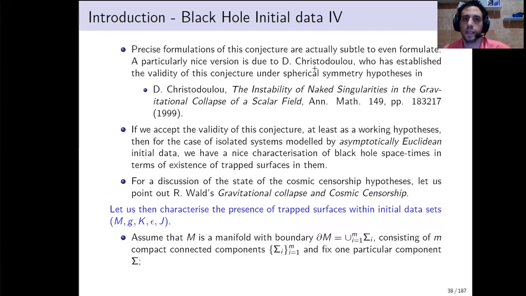We should caution everyone that giving actually a precise formulation of cosmic censorship is not easy, but there is a particularly nice one by Demetrios Christodoulou, who has actually established what is, to the best of our knowledge, the only proof of cosmic censorship under spherical symmetry in this paper here. And we're going to accept the validity of this conjecture, at least as a working hypothesis, so that when we are dealing with non-compact Cauchy surfaces, for instance, we have a way of characterizing black hole spacetimes in terms of the conditions of the singularity theorems. And for a discussion on the status of the cosmic censorship, we refer everyone to this paper by Robert Wald.